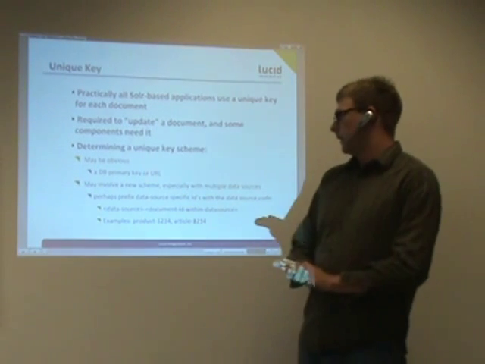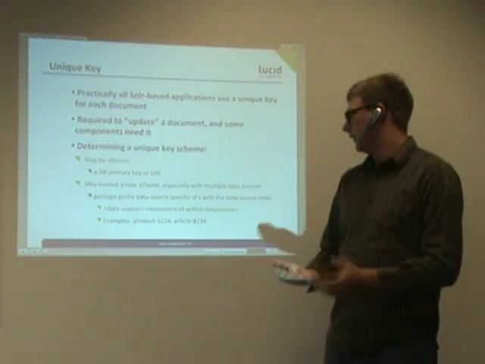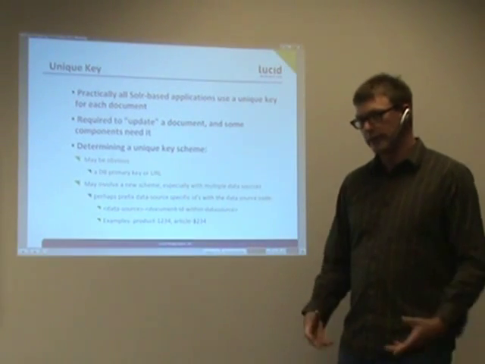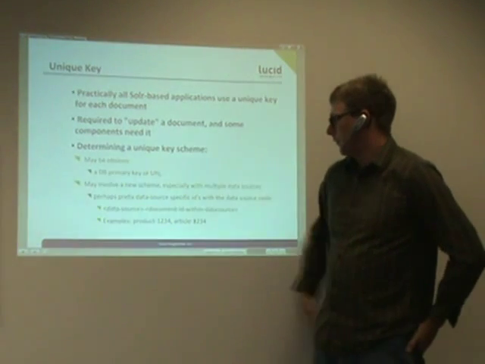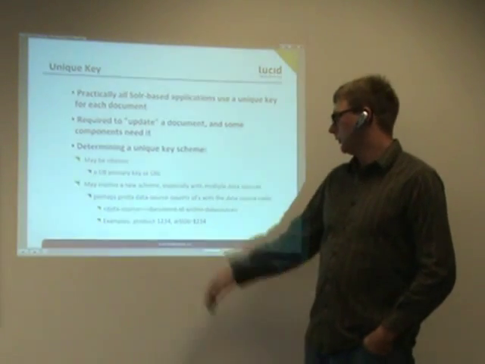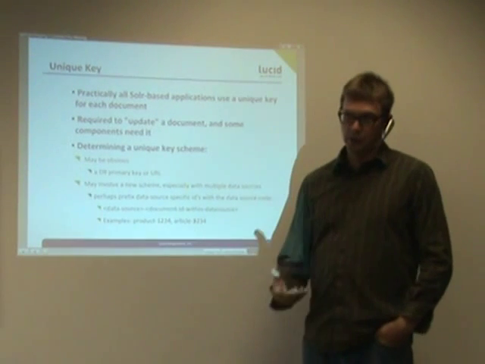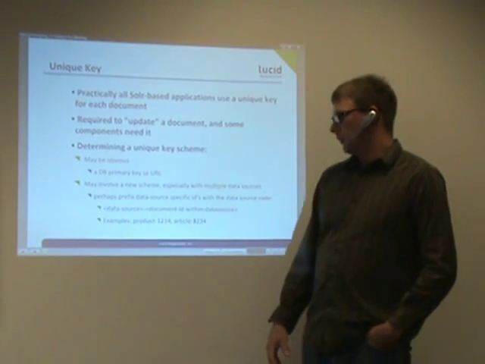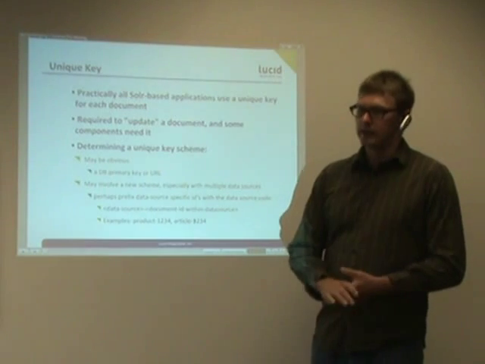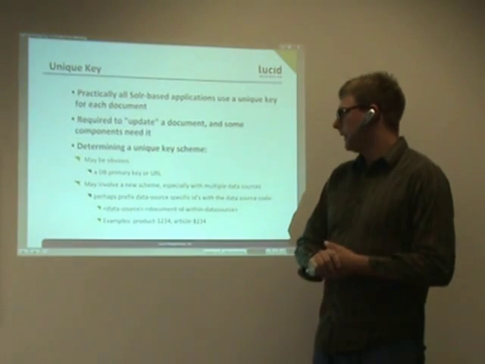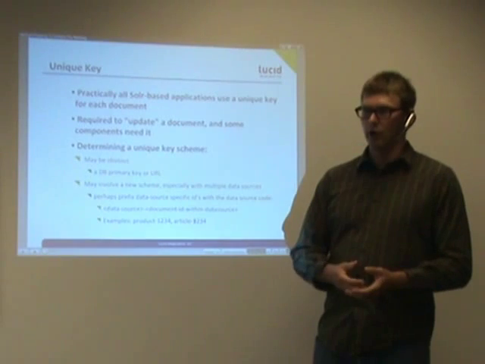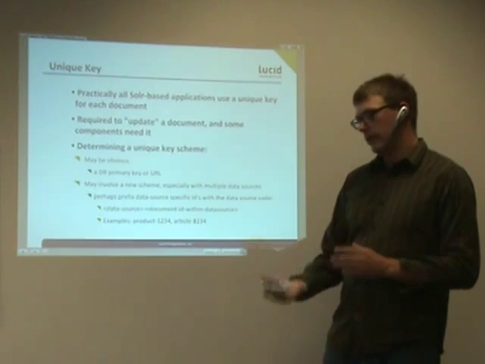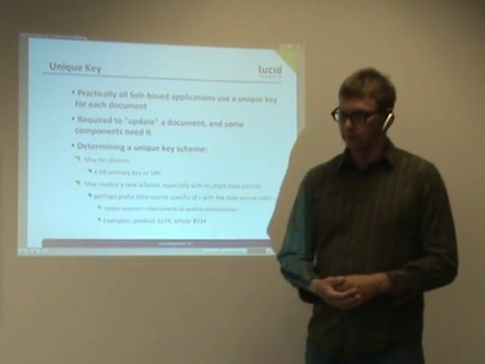However, when you're mixing and matching multiple data sources, it can be tricky to come up with a unique ID scheme. The simplest possible thing that works is to come up with a unique code for each data source. For example, in this case, we're indexing products and articles. They may both have the same unique key in their own repositories or databases, but we need to have some unambiguous key that we're going to send to Solr. So we come up with an artificial key where we prefix it with a data source identifier and then the ID within that particular data source.